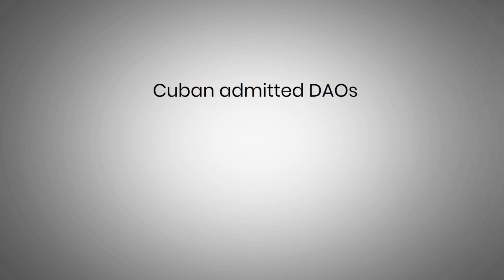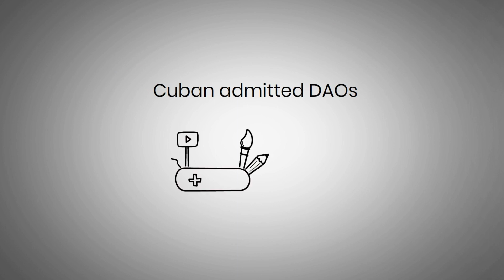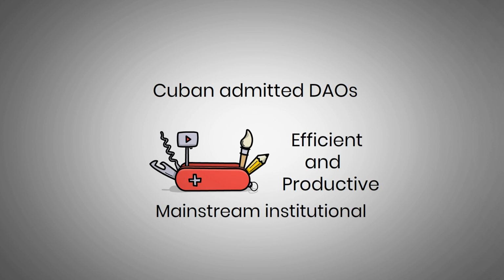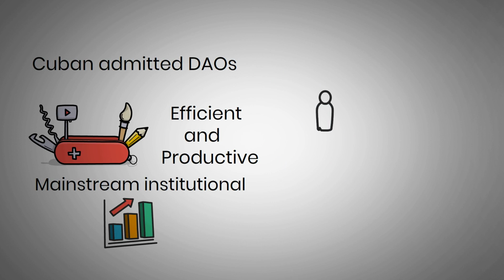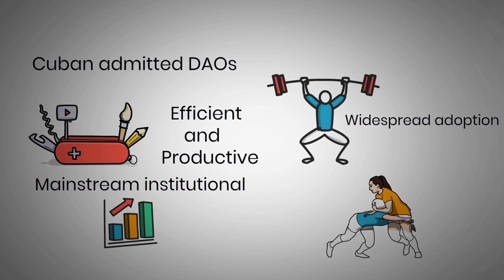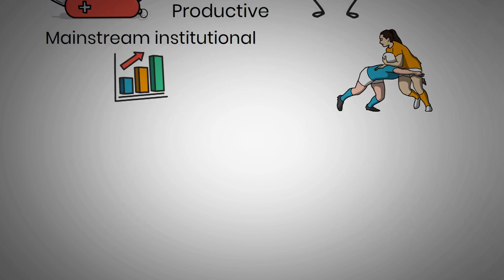Cuban admitted DAOs won't be a fit for every type of venture, but in his opinion, there are so many features and processes in any given company that can be more efficient and productive using a decentralized, trustless approach. The recent wave of mainstream institutional investments in DAOs is also a sign of growth for the industry. It also shows the potential for more widespread adoption, leading to potential competition with traditional businesses and organizations.